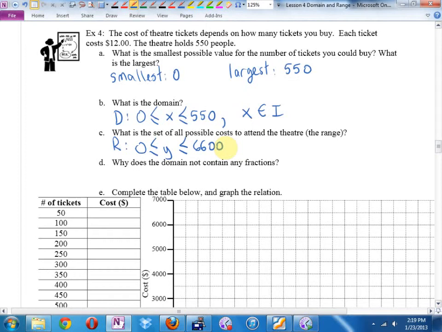So I have to somehow qualify for my range that any number that doesn't have 12 go into it evenly doesn't count. That's going to be really, really tricky to write. We're going to come back to that, but I'm going to make a little note here, comma, y must be multiples of 12. Yep, yep.